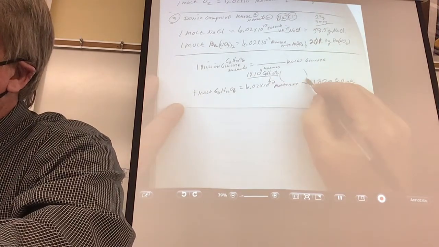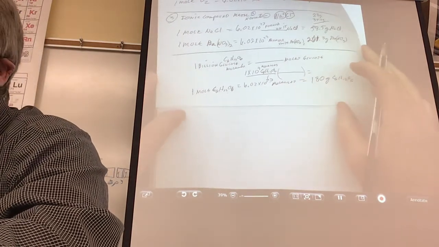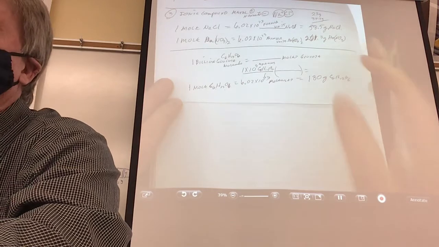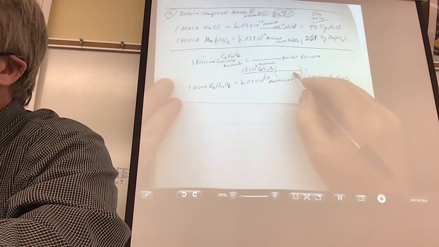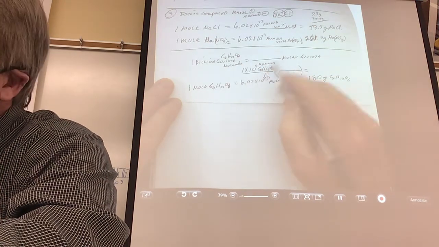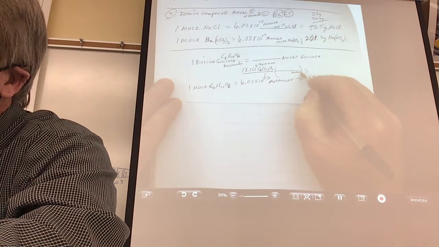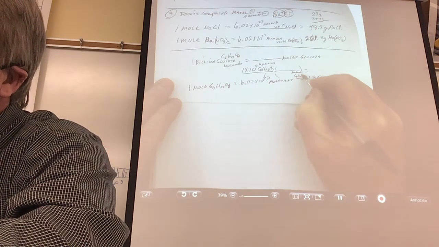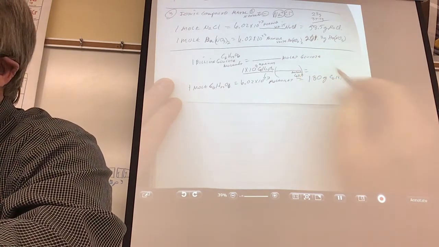What do you do? You multiply by a conversion factor. Is everybody okay on this? You say, how do I know which one to use? Well, what label do you want to get rid of up here? Molecules of glucose, right? And what do you want to replace it with? Moles.